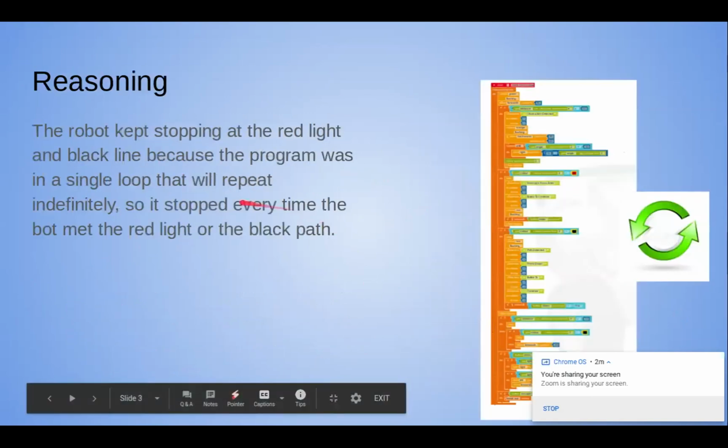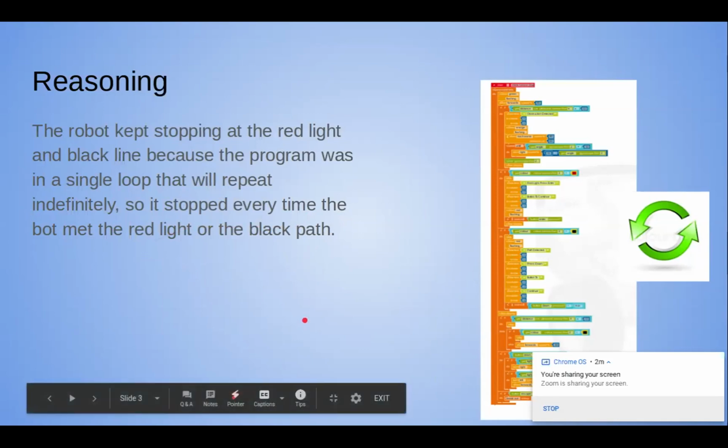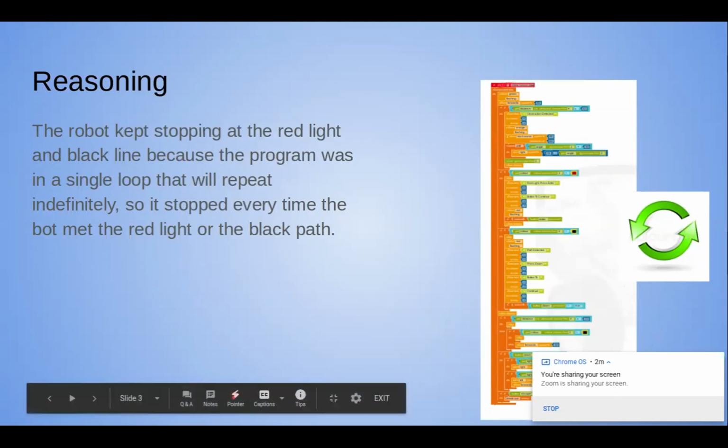The reason for the problems was the program was in a single loop that would repeat indefinitely, so it stopped every time the bot met the red light or black path. As you can see, it's one big repeat indefinitely. My first program.